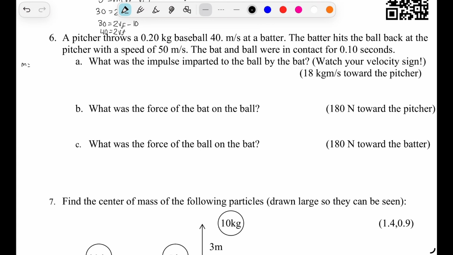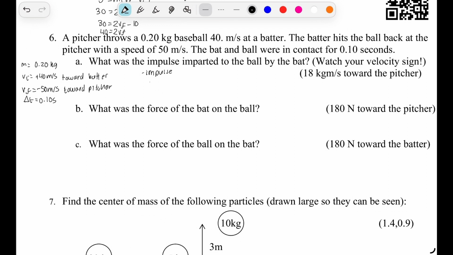Our mass was 0.2 kilograms. Our initial velocity was positive 40 meters per second, and we're going to define this as toward the batter. And v final, we're going to say is negative 50 meters per second because it is toward the pitcher. And our time interval is going to be 0.10 seconds. Now first we have to calculate our impulse.